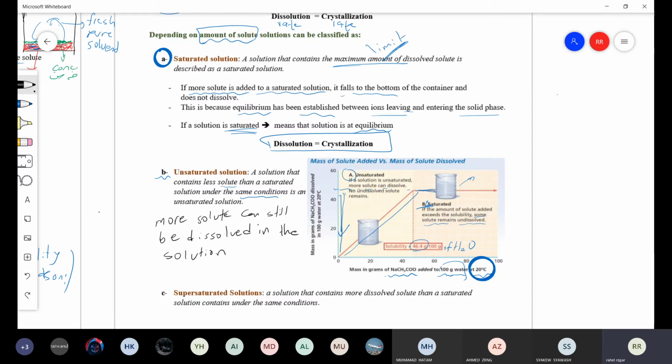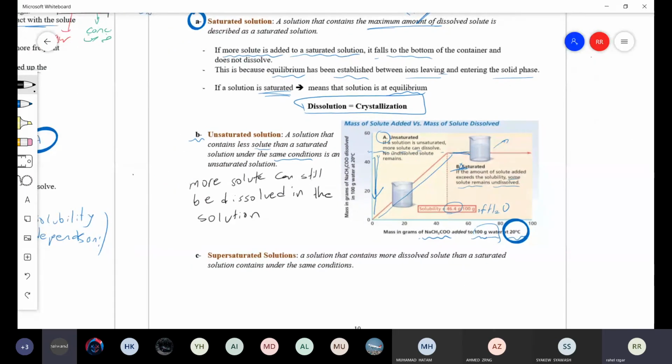Saturated, which is the maximum limit, cannot dissolve anymore. Anything that we add will precipitate at the bottom. But unsaturated is a solution which still can take more solute, which still can dissolve some more. It's called an unsaturated solution. Anything less than saturated.